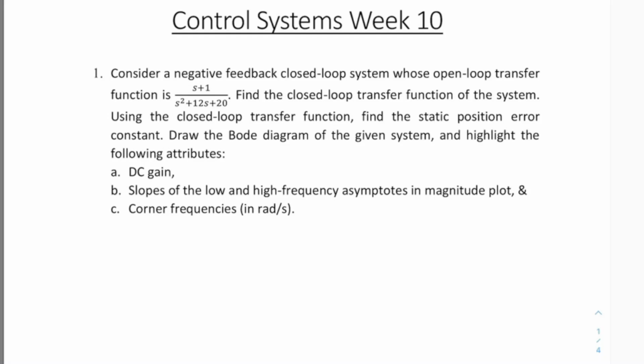The first question gives us a negative feedback closed loop system whose open loop transfer function is given here. We have to first find the closed loop transfer function. Then, using it, we have to find the static position error constant. Then we have to draw the Bode plot of the given system and highlight the DC gain, slope of low and high frequency asymptotes, the magnitude plot, and the corner frequencies in radian per second.